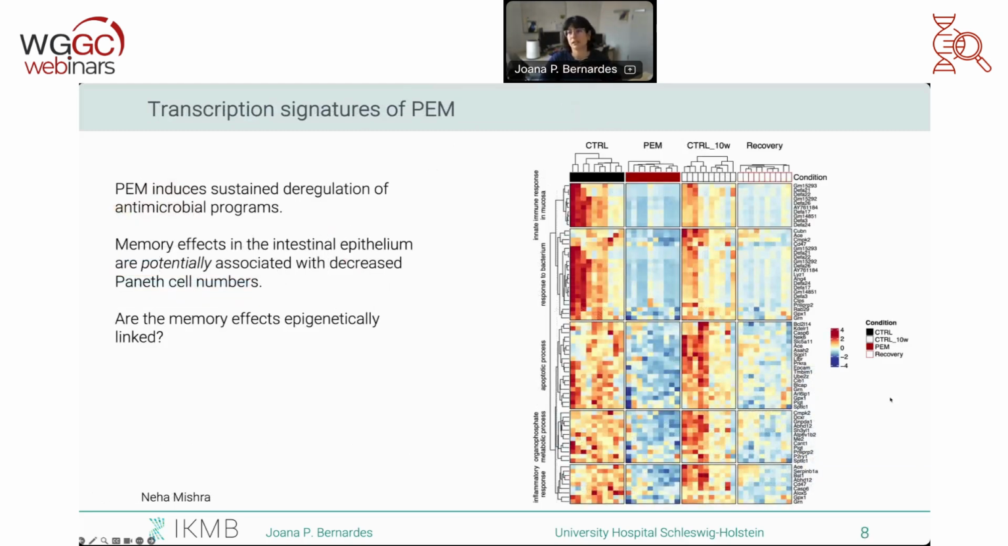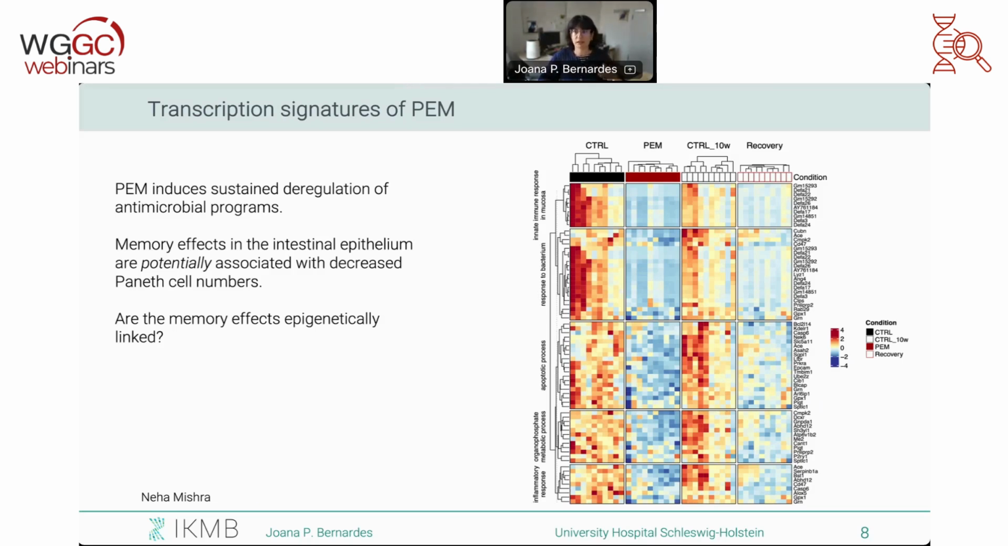So in this case, you can see here on the right side, you have the control mice, then you have the acute phase as the second panel, and you have the control and then the recovery on the far right. So we are truly interested in these memory effects. What we could see is that several genes related to terms such as innate immune response, response to bacterium, apoptotic processes, and inflammatory response are downregulated, as well as organophosphate metabolic processes, which are mostly related with fatty acid metabolism.